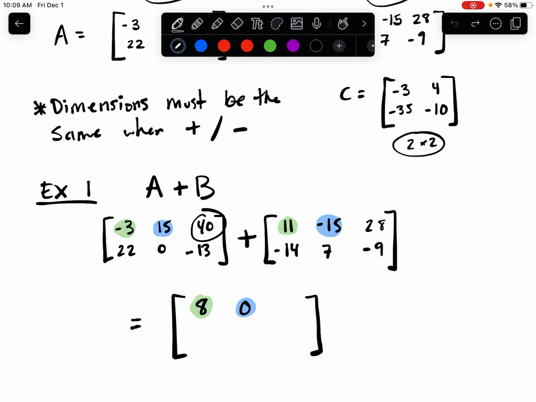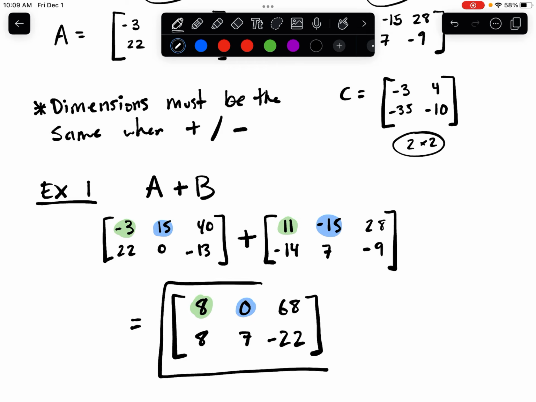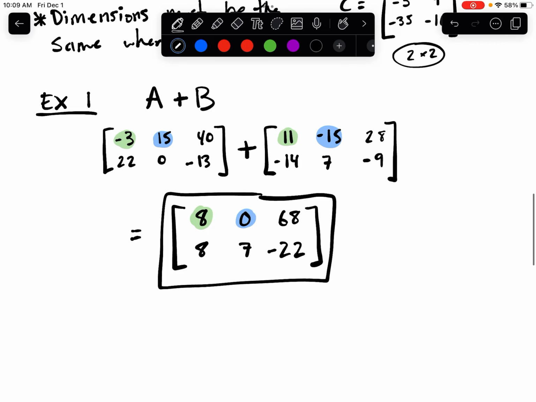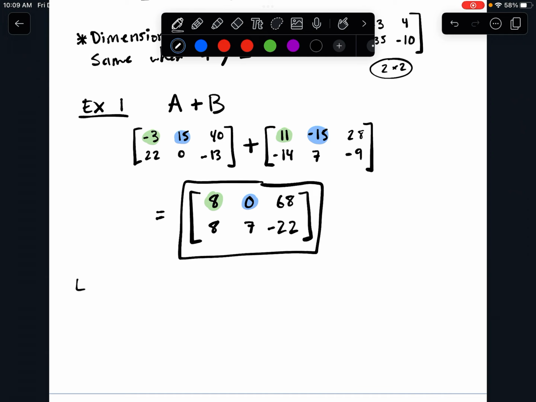40 plus 28 is 68. And 22 plus -14 is 8. And 0 plus 7 is 7. And -13 minus 9 is -22. And there you go. This would be your answer. All right, all you have to do is add those common elements, and that's going to give you the total there. So we could do another example.